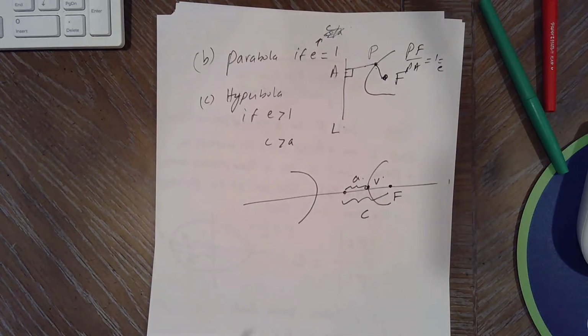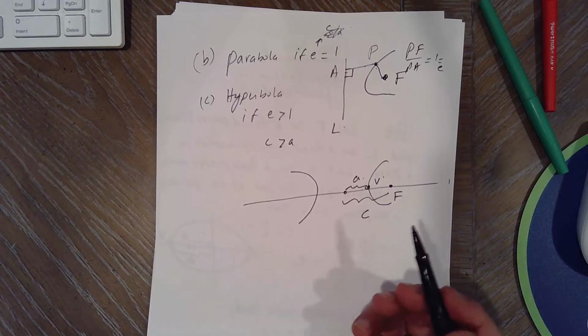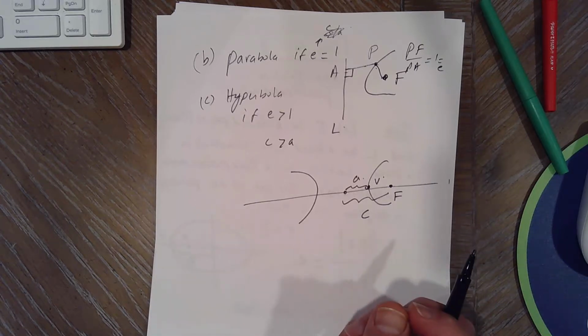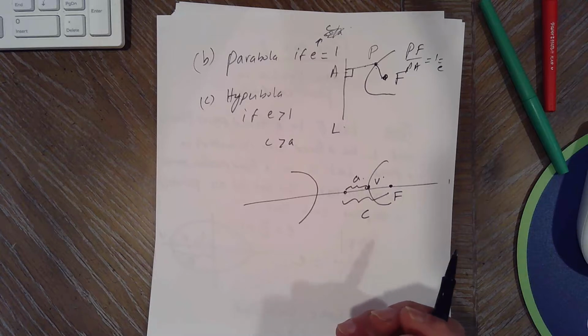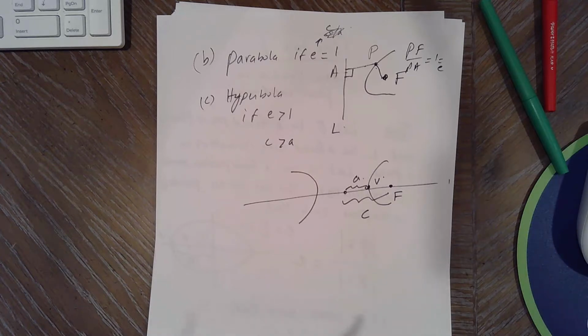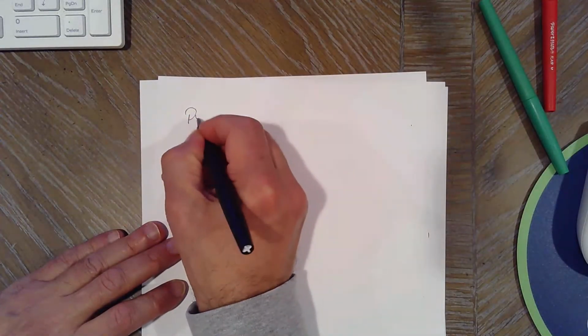Okay, so if E is less than 1, we get an ellipse. If E is 1, we get a parabola. And if E is greater than 1, we get a hyperbola. E is the ratio of the distance from a point on the conic section to the focus, to the distance from that point to the directrix. Keep that in mind. So now we're going to talk about polar equations of conics.